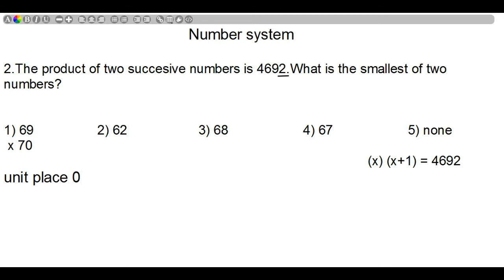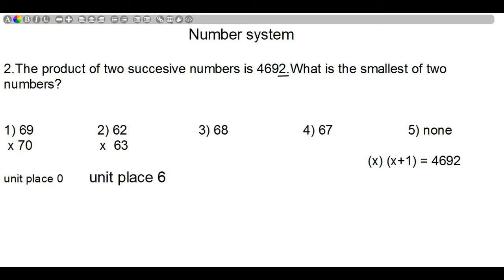Similarly, if you look at option number 2, it says the answer is 62. That means the smaller number is 62. If the smaller number is 62, the larger number has to be 63. Why? Because these are consecutive numbers. So 62 into 63 will be ending in 6.